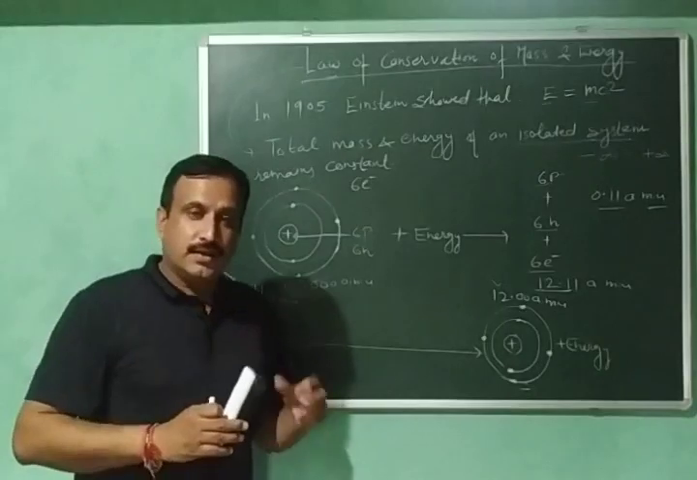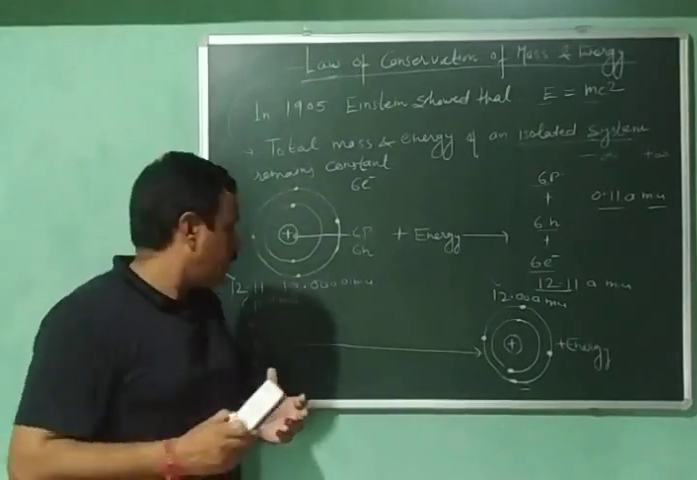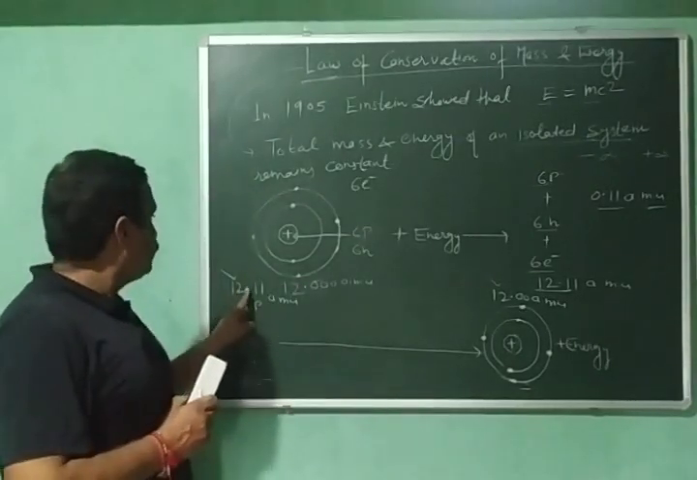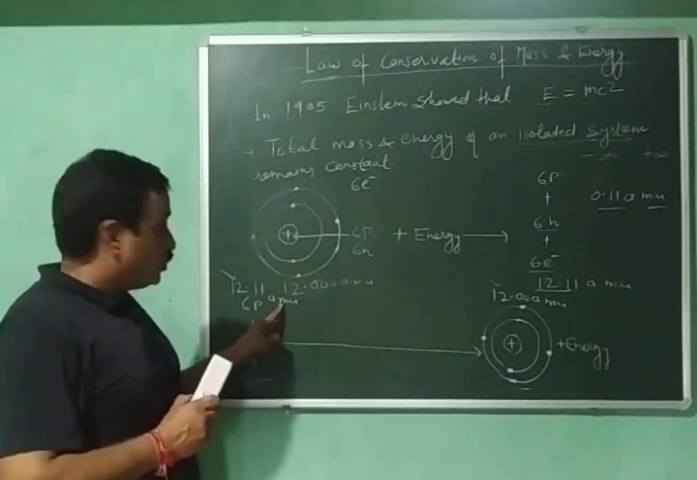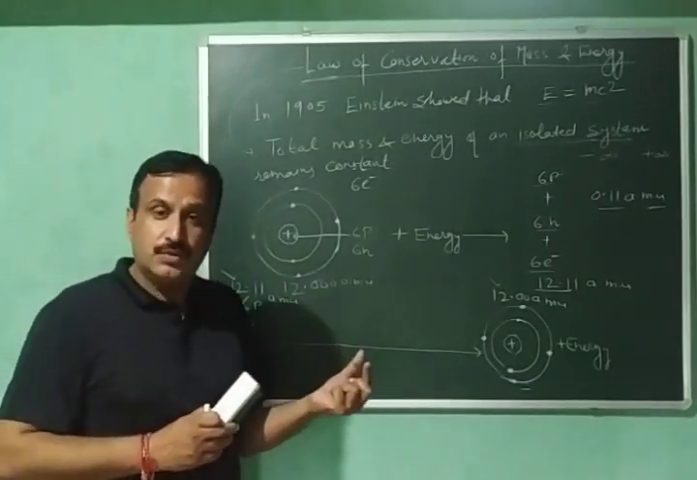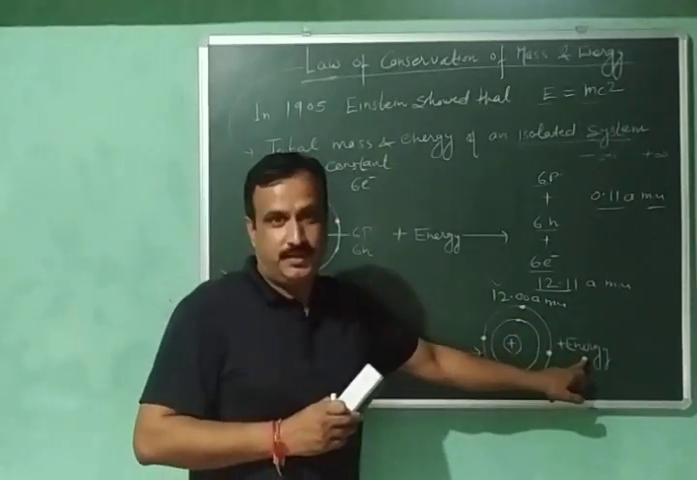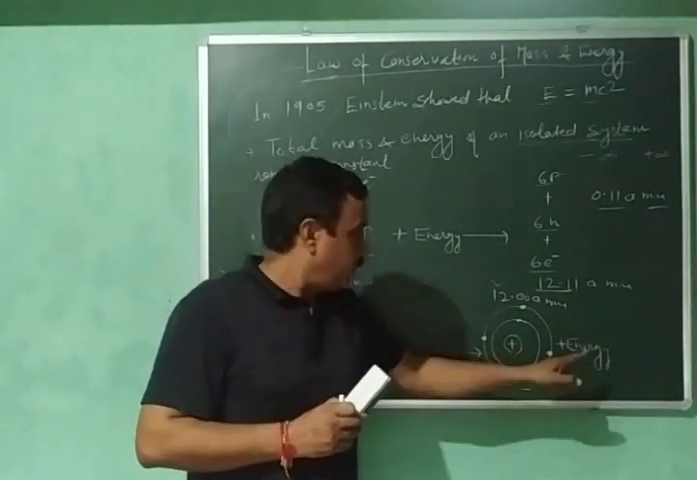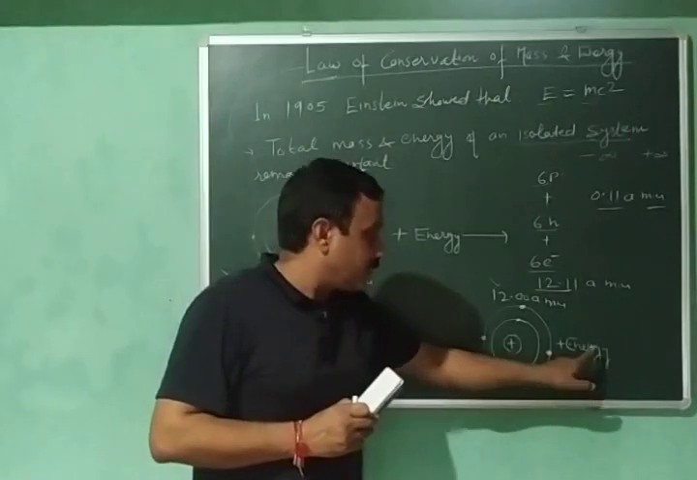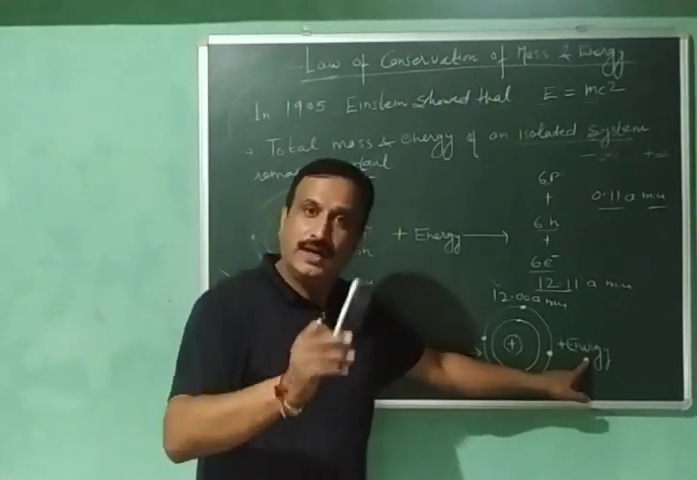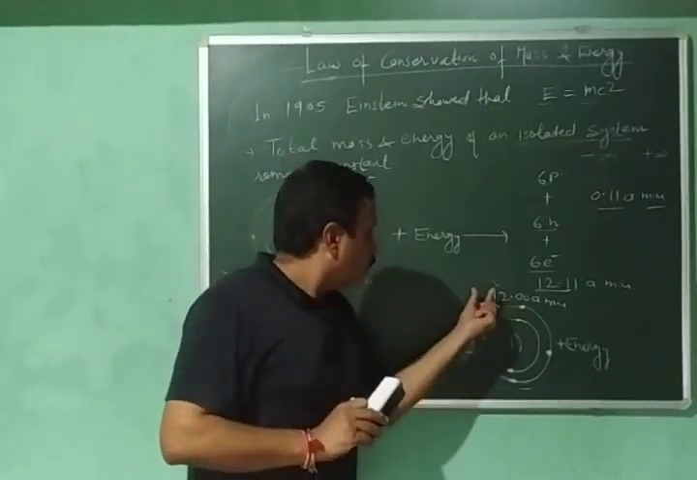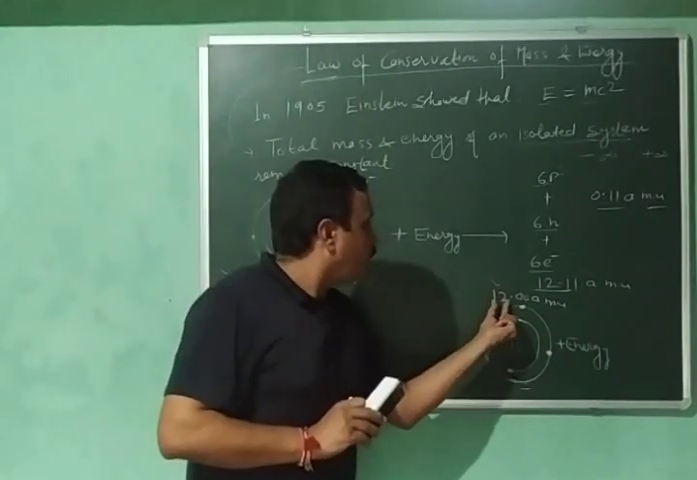But actually mass is constant. How is it constant? Because here we have 12.11 AMU. So this 0.11 AMU mass has been converted into energy. Okay, so here this 0.11 mass is present in the form of energy. So total mass will be 12.11.